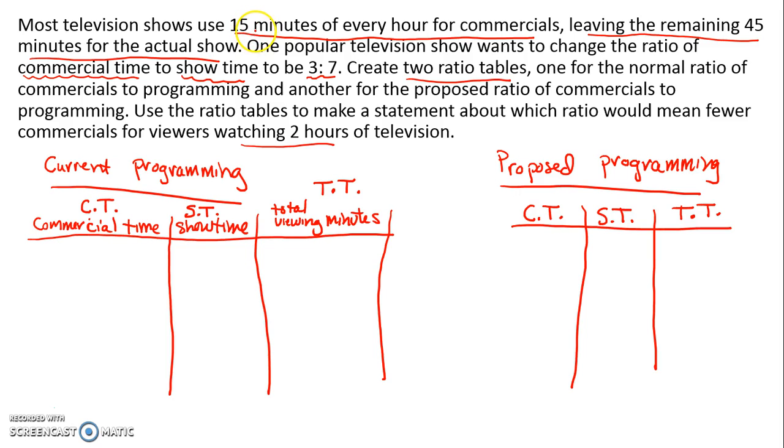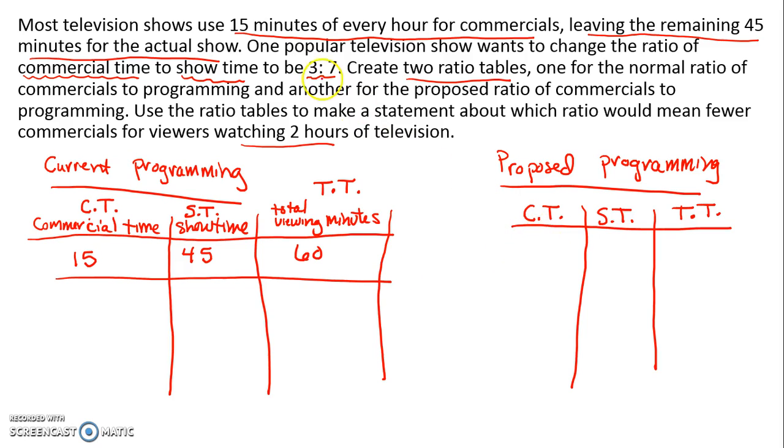All right, 15 minutes of every hour is for commercials. This is currently 15 minutes of every hour is for commercials. That leaves 45 minutes for showtime. 15 and 45 is the 60, the total hour. All right. Whew.